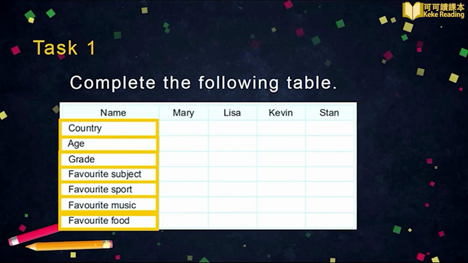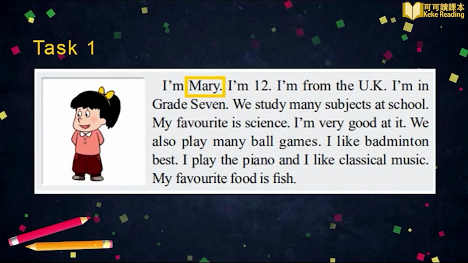Country, 国家. Age, 年龄. Grade, 年级. Favorite subject, 最喜欢的科目。Favorite sport, 最喜欢的运动。Favorite music, 最喜欢的音乐。And favorite food, 最喜欢的食物。Let's read Mary's introduction.